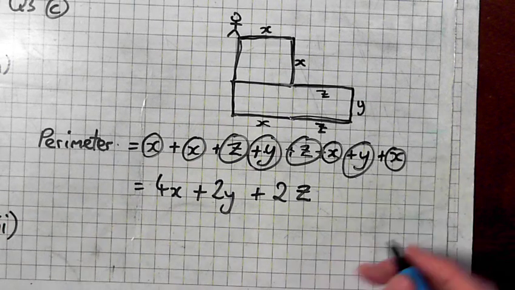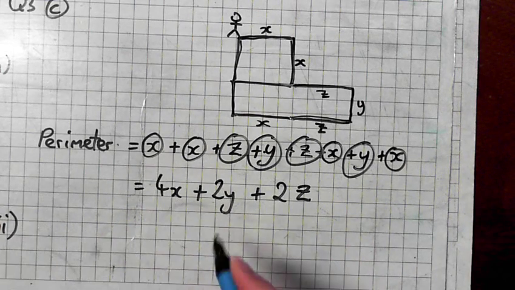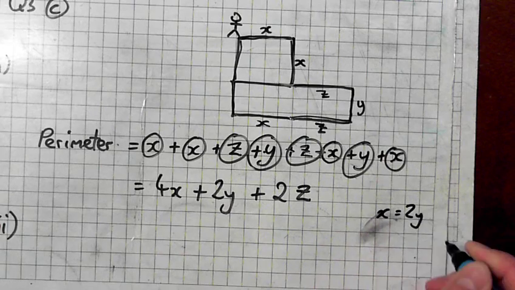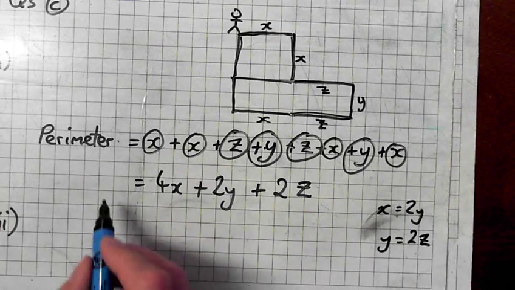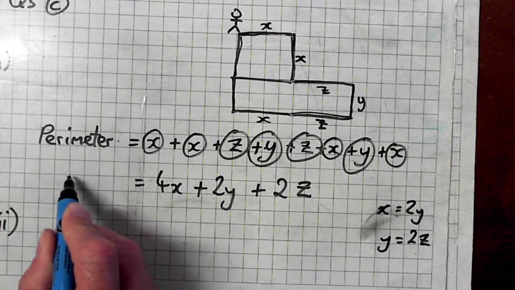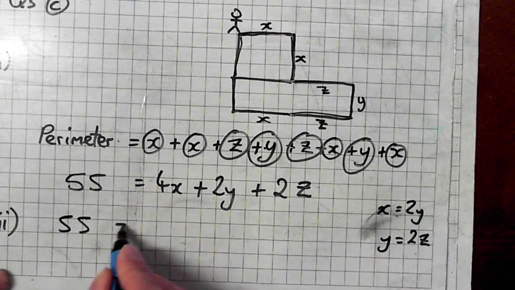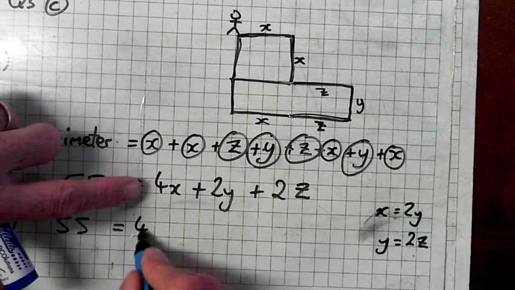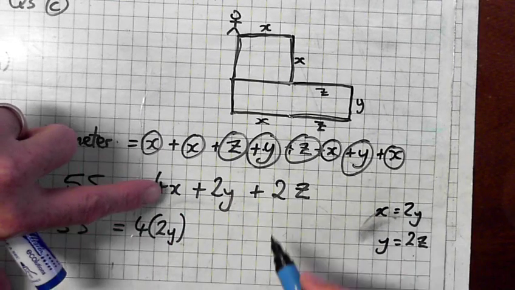It's telling us if x is equal to 2y, y is equal to 2z, and the perimeter is equal to 55. The perimeter is equal to 55. So watch this, 55. It said over here, x is equal to 2y. So instead of x, I put in 2y.